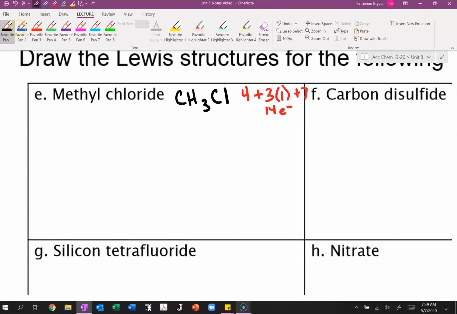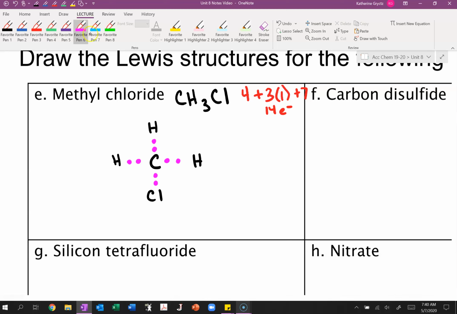So then I'm going to decide on a skeleton. Per the little set of rules that we looked at, carbon's going to go in the middle. And then I'm going to have 3 H's, doesn't matter where, and a Cl. Then I'm going to connect each atom on the outside to the middle atom with 2 electrons. All right, so at that point I've drawn 8 electrons. Remember, electrons are shown by dots.